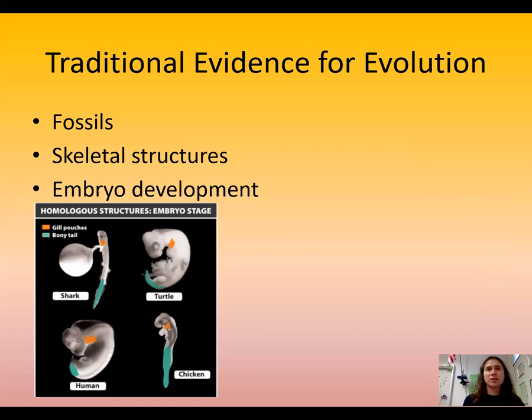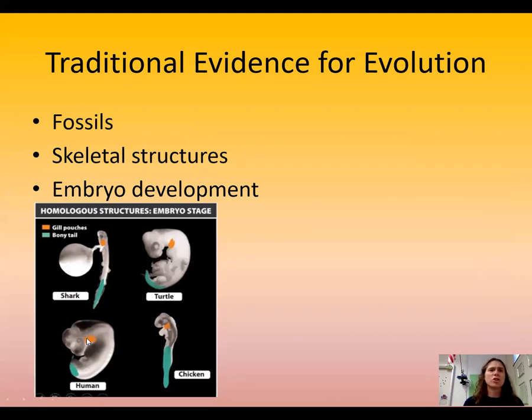Chickens aren't born with gills. Neither, quite frankly, are turtles. Although turtles and sharks and chickens are all sort of born with tails. Chicken is a little bit of a stretch. But this shows if we all end up with the same development as embryos, there's got to be some connection there.